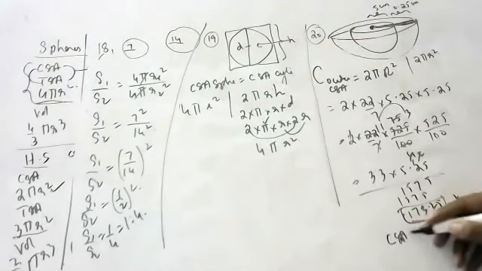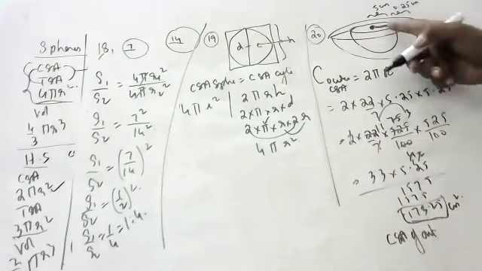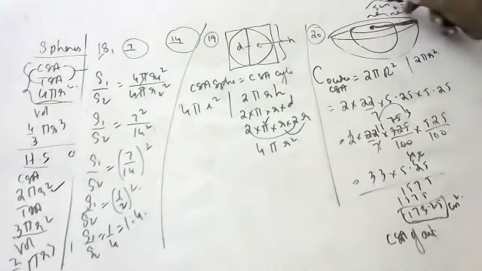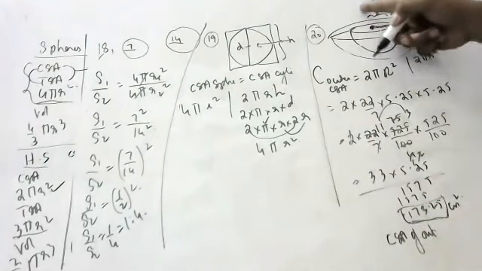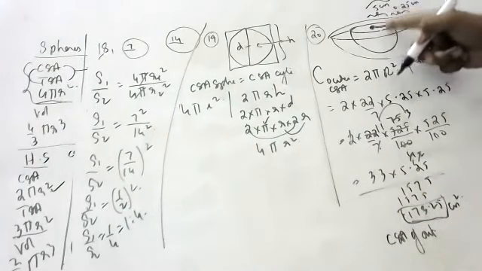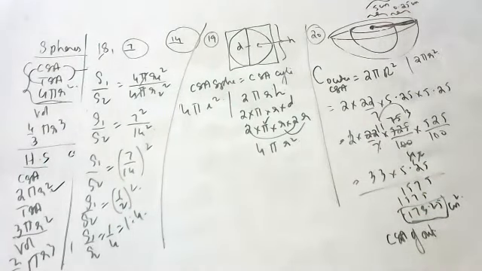Outer means 5.25. Inner means you just take 5 only. Outer means 5.25, inner means only 5, children. Right. So like this, students.